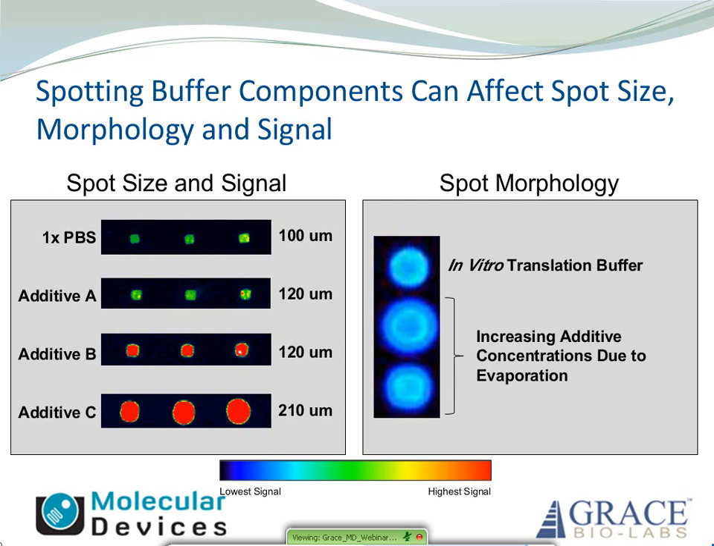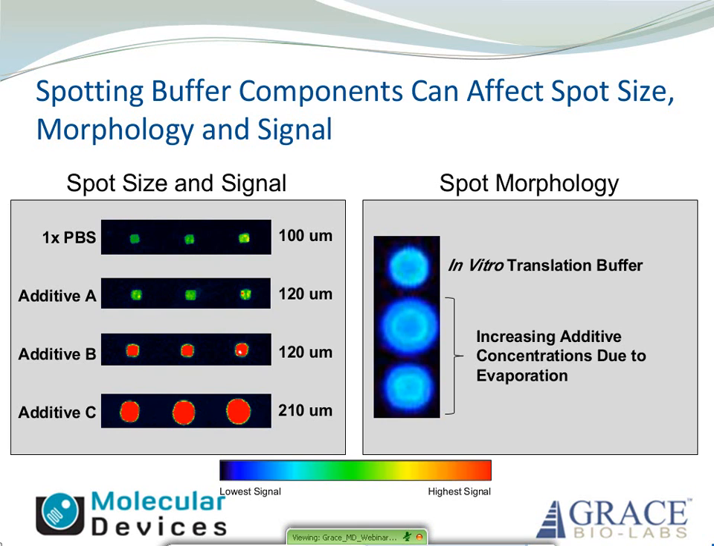So here are some examples of how spotting buffer components can impact protein microarray results. On the left are images of spotted proteins in various spotting buffers. 1x PBS is a common spotting buffer used in many protein arrays, but when supplemented with different salts and detergents, one can modulate the degree of protein binding as well as spot size. One can clearly see the effects on spot size as well as signal intensity based on the heat map down below.